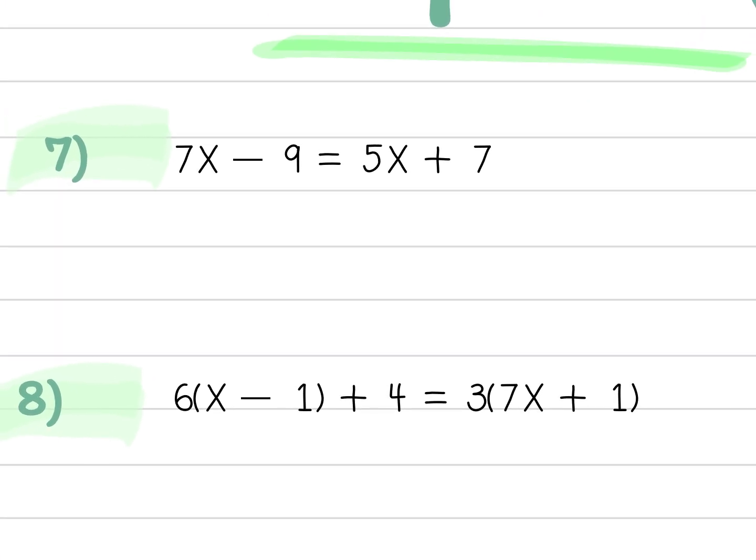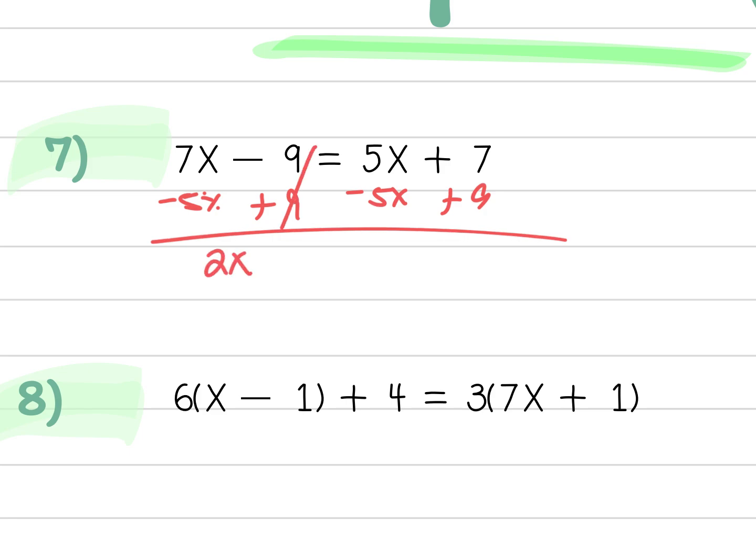little harder. Again, variables on both sides. So get variables to one side and constants to the other. So 7x minus 5x is 2x equals what? 16. So x equals 8. Okay, easy enough.